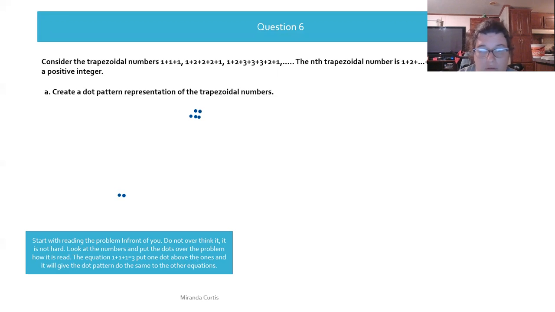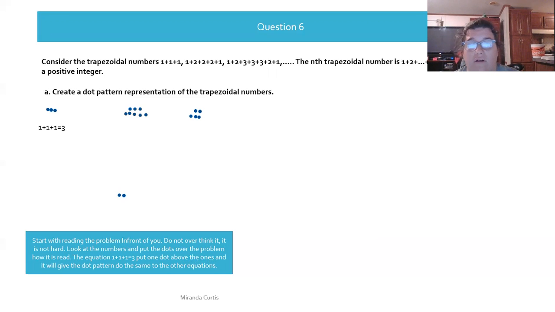Look at the numbers and put the dots above it. Like you got 1 plus 1 plus 1 equals 3. So you're going to put 1 dot, 1 dot, 1 dot, and that's going to equal your 3. And that is going to be your pattern. I thought it was way harder. It's not. Now we're going to look at the next one.